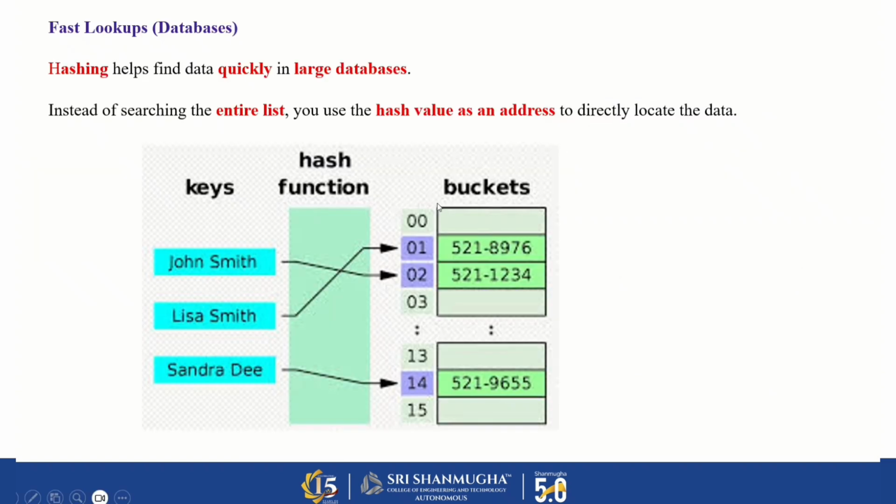Next one is fast lookup. Sometimes it is very difficult to search the entire database. In such a case, we can go for hashing functions. Each and every user value is hashed, and this hashed value is given as an address in your database. So searching the database is much easier than searching the entire database.